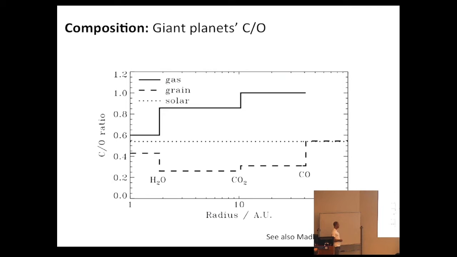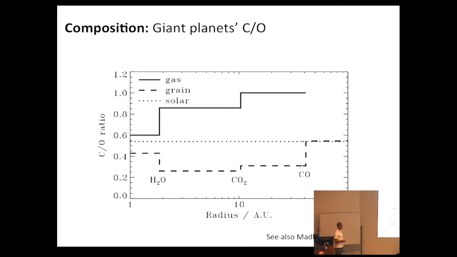This is a sort of classical figure now from a paper by Karin Öberg and collaborators showing the partitioning of different molecules. The C/O ratios of different components in a protoplanetary disk, the gas versus grain abundances, and relating that to the radial distance from the host star in terms of the frost lines of different molecules. Now, I was just having this discussion with someone yesterday, I don't think this is a prescriptive thing, saying if you measure a C/O of something, it implies a formation at some location.